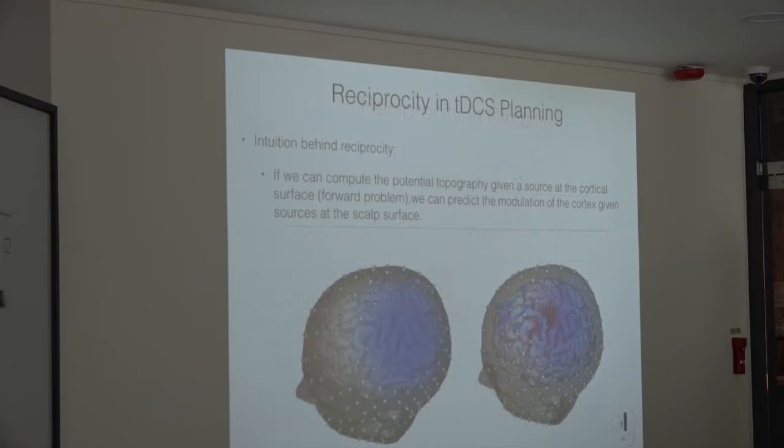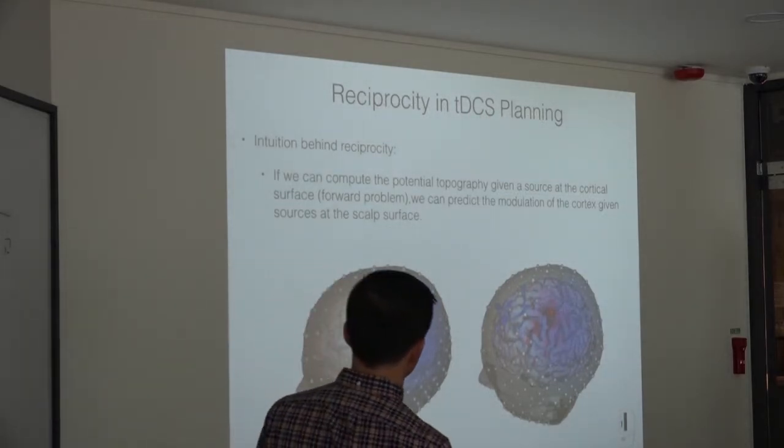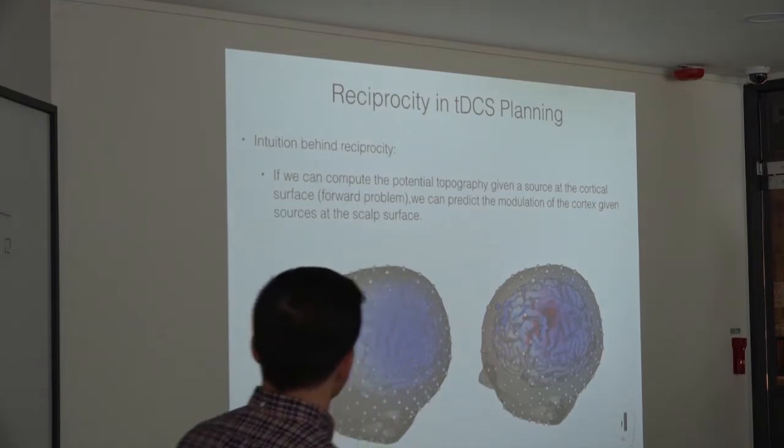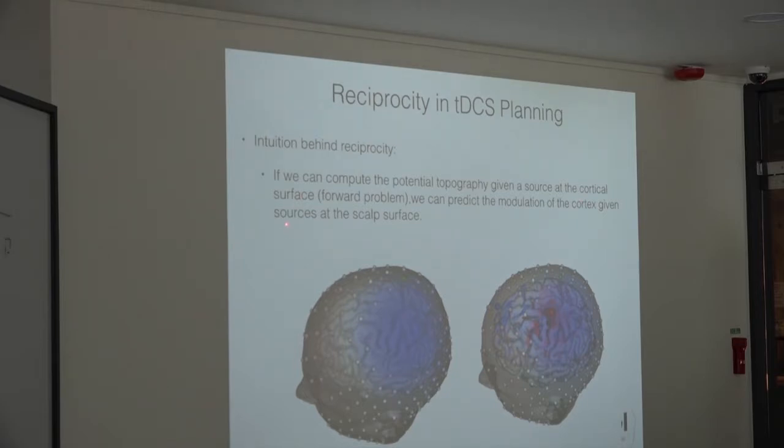What does that mean in principle? Okay? So in principle, if we compute the potential topography of a source at the cortical surface, we can predict the modulation of the cortex given the sources at the scalp.